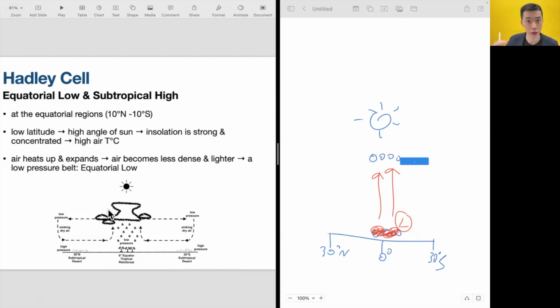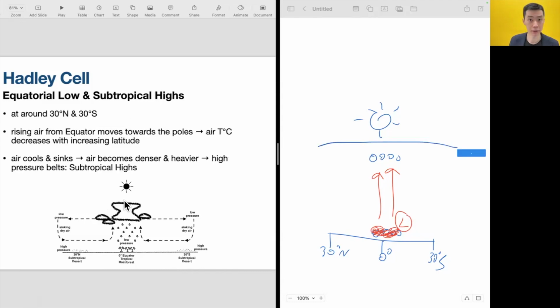Because the temperature is lower with fewer air particles in the atmosphere, the air particles eventually cool and contract, becoming denser and heavier. Again, because we have the atmosphere, the air particles cannot escape to outer space. Eventually, they have to move away, with rising warm air pushing the air particles away. The air particles become cooler, heavier, and denser. Eventually, they sink. At around 30 degrees north and south, we have high pressure.